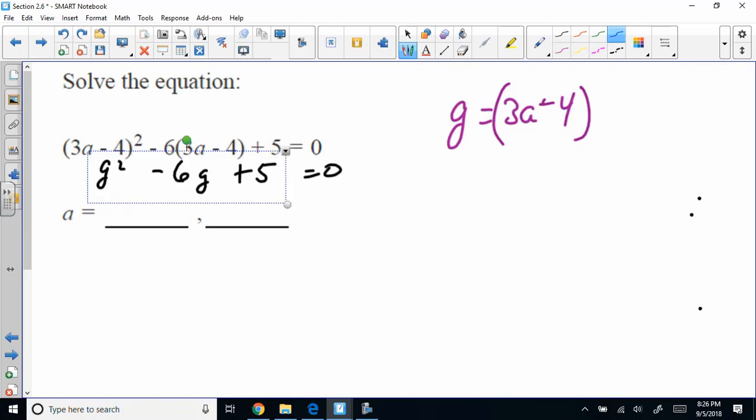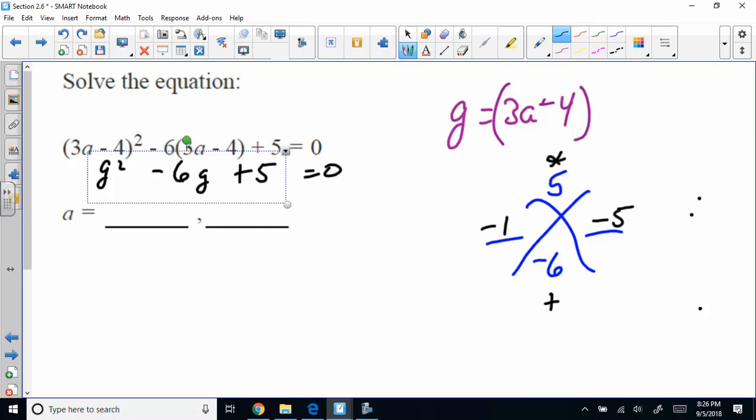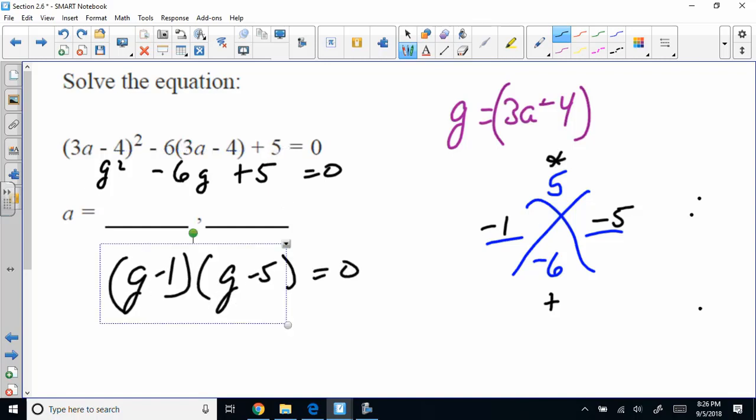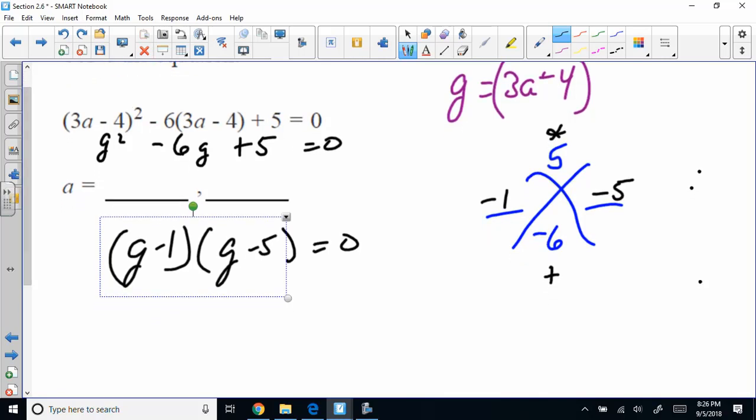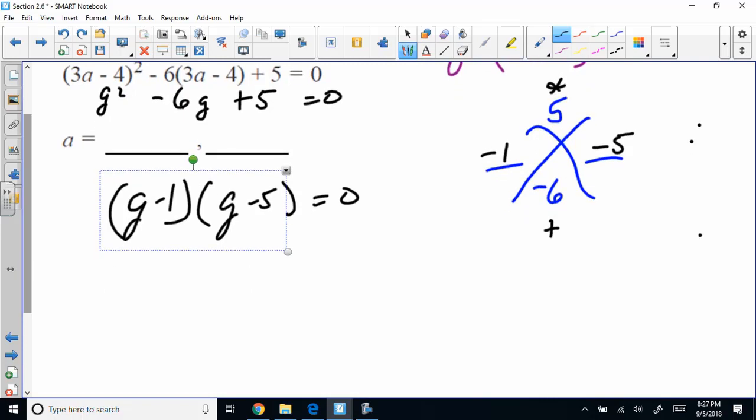So here we go. Are there factors of 5 that when added together give you negative 6? Well, of course they are. Negative 1 and negative what? If this B down here is negative, but your A times C is positive, then you know you've got two negatives, right? So basically what we have is g minus 1 and g minus 5, all equal to 0. Yes? So I'm going to set it equal to 0 and at least get the number to the other side before solving. So hang with me.